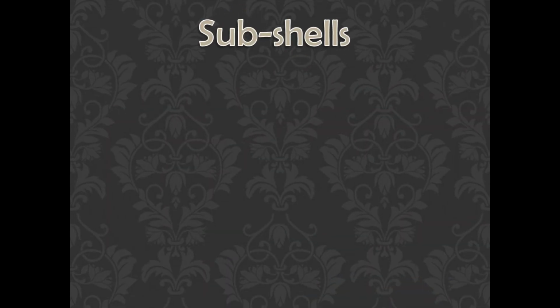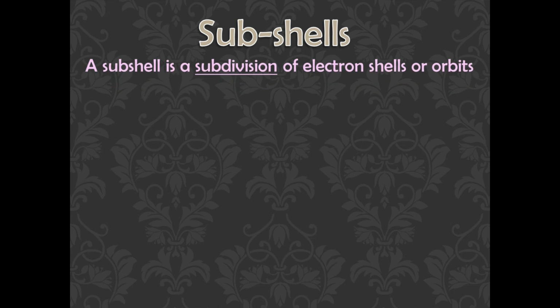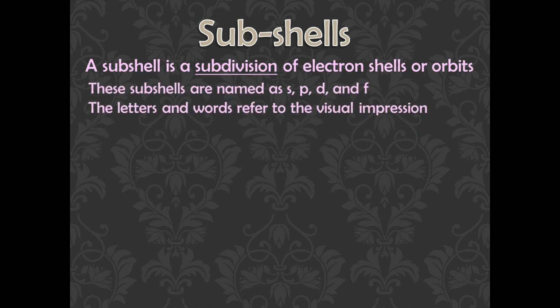First of all, I'll tell you the definition of subshells. Subshells are actually further divisions of shells. In my last video, I told you about shells and how we can fill electrons in shells. These shells of any atom are further divided, and these subdivisions of shells are known as subshells. These subshells are named with small letters S, P, D, F, and it is assumed that these letters refer to the visual impression shown by these subshells.